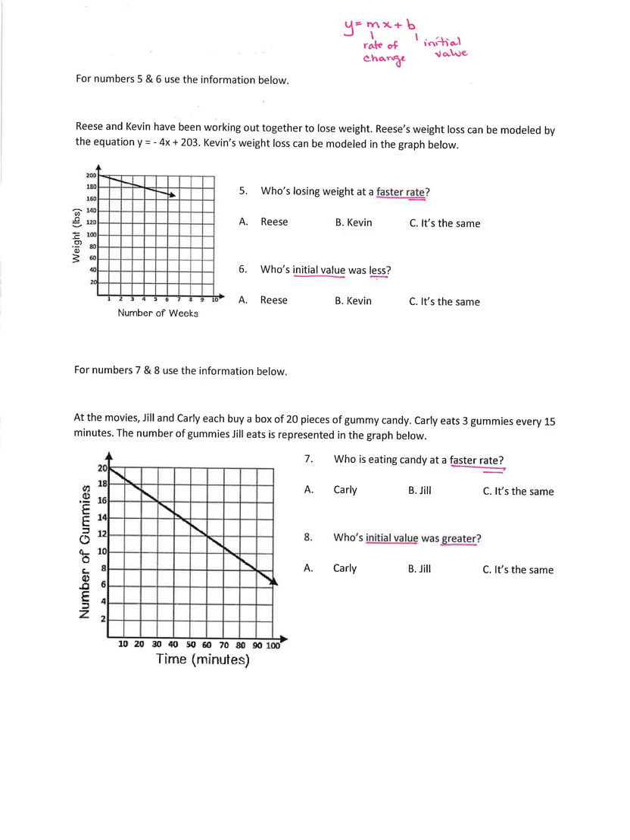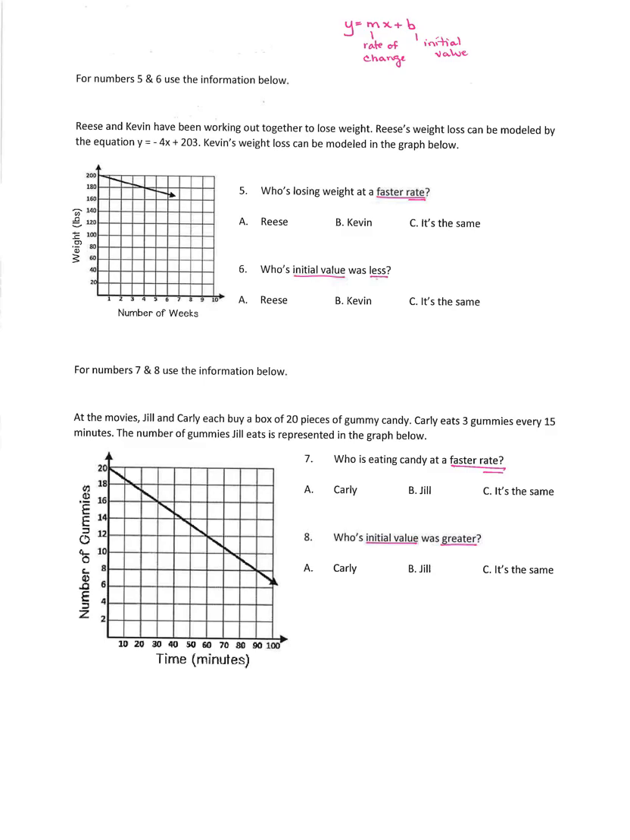For numbers 5 and 6, use the information below. Reese and Kevin have been working out together to lose weight. Reese's weight loss can be modeled by the equation y equals negative 4x plus 203. Kevin's weight loss can be modeled in the graph below.